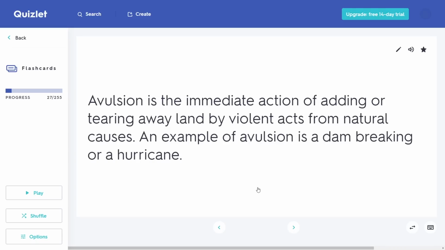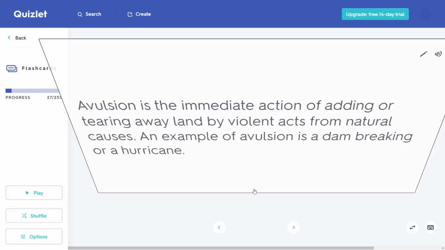So again, remember earlier we were talking about accretion. Well, that's the slow process. That is a slow process. While avulsion is the instant, near instant, the immediate action. So some big things like a hurricane, tornado, something where there's land added or taken away, things like that. So keep that in mind.